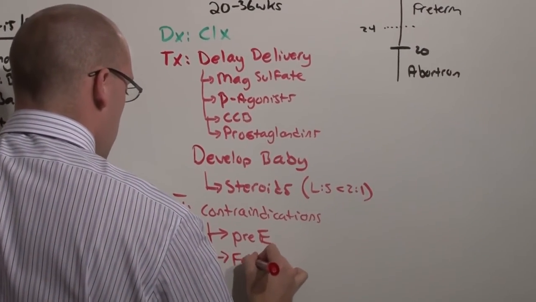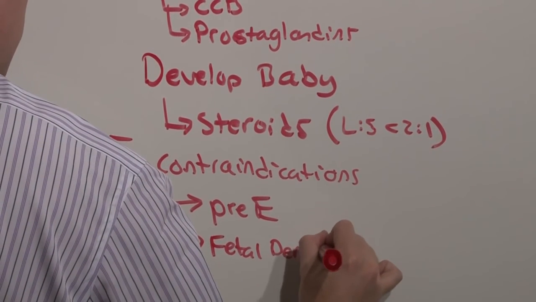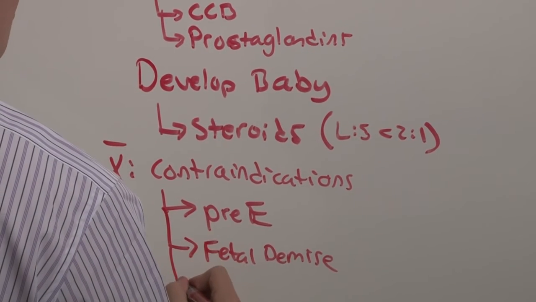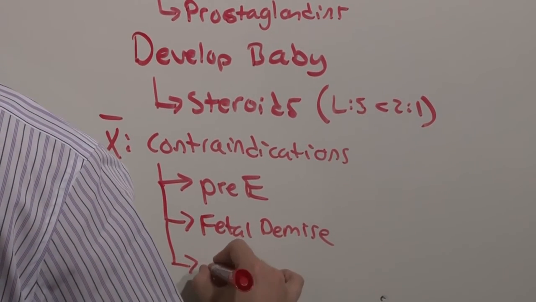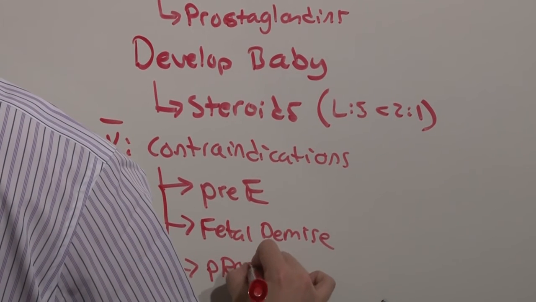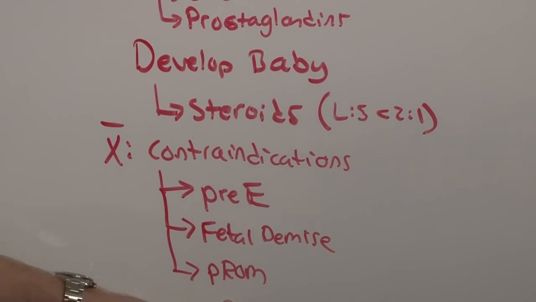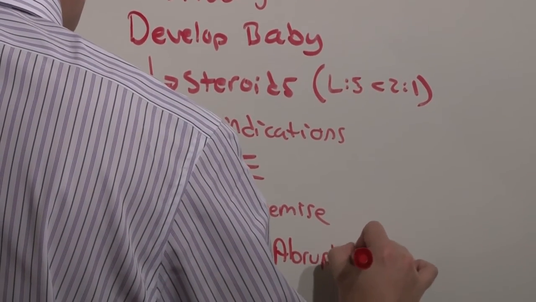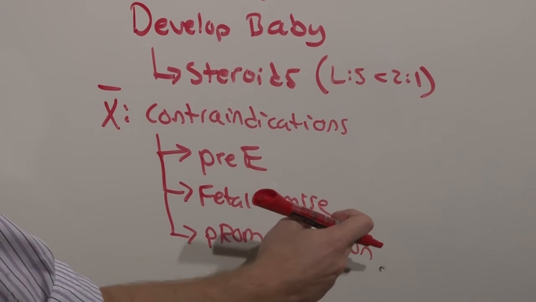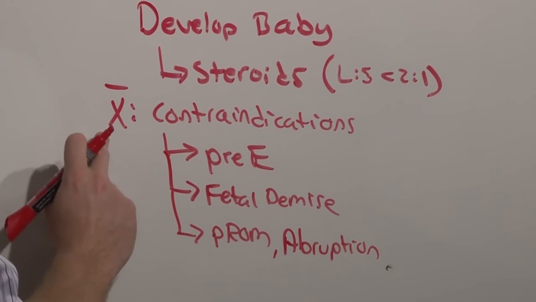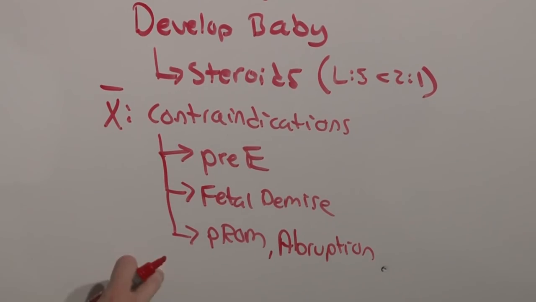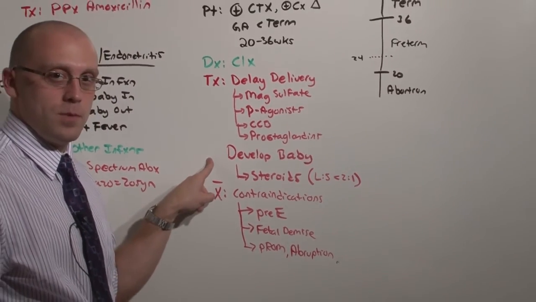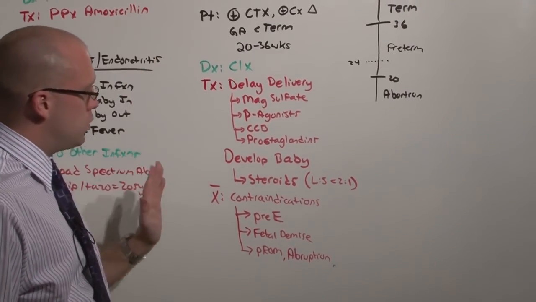If there's fetal demise, this is a fetal complication, what's the point of keeping baby in? And finally, there's anatomical reasons, such as rupture of membranes that occurred too soon, or conditions that are going to kill mom, like a placental abruption. Placental reasons, fetal reasons, maternal reasons. Look for contraindications to delay delivery, and if they're not present, delay for as long as possible with tocolytics and develop baby with steroids. So this is what happens when baby comes out too soon.